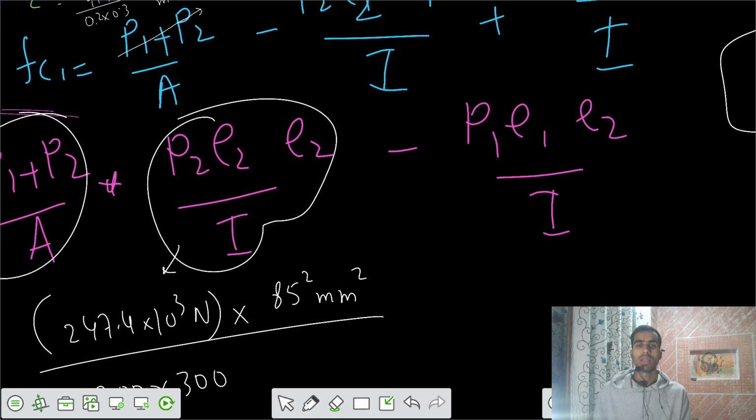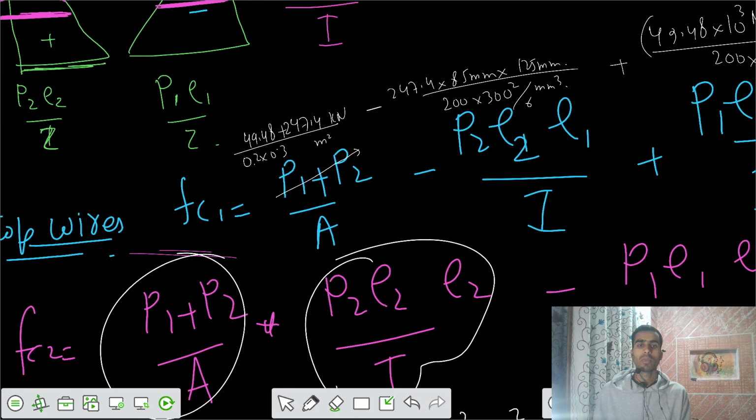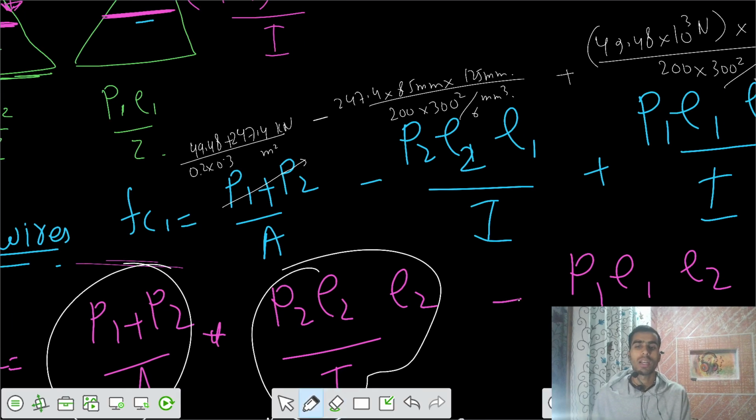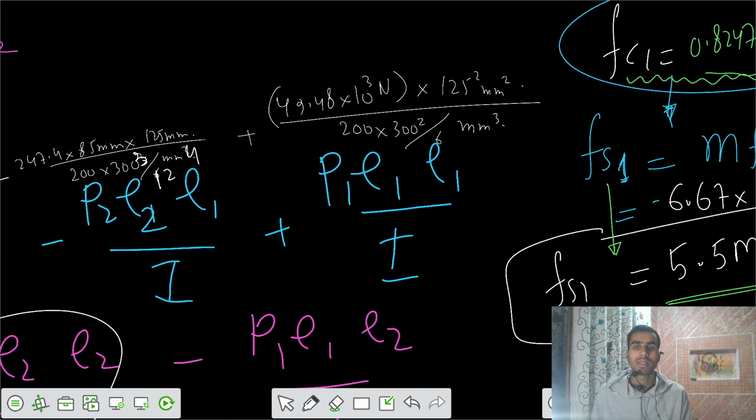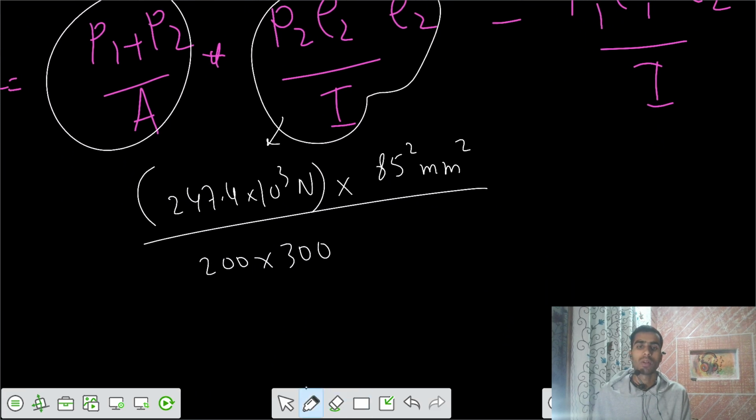Oh, it should not be BD square by 6. It should be BD cube by 12, because this is the moment of inertia. So it should be BD cube by 12 millimeter power 4. This is I, BD cube by 12 millimeter power 4. Finally, your stress would be the same.